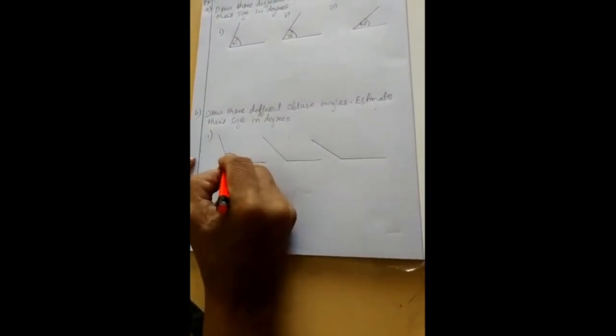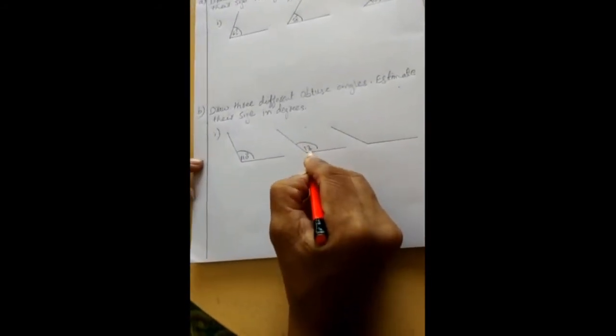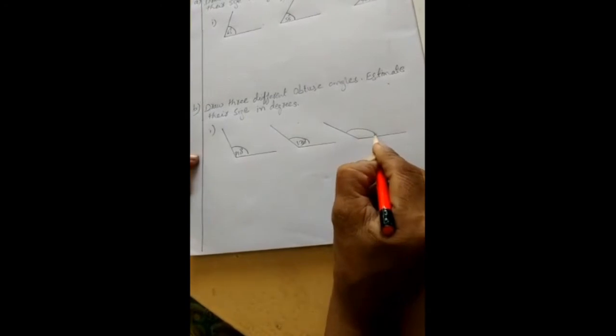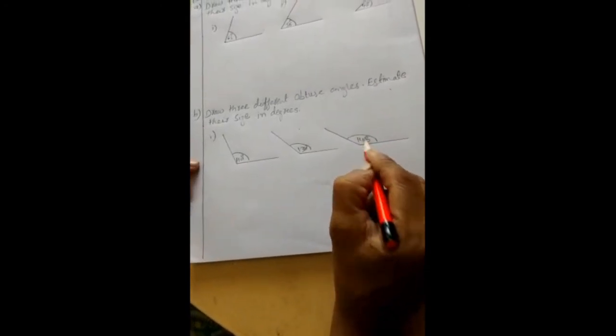Now we will write down the size, the estimated size. It may be possible 110, it's 130, and it's 140.